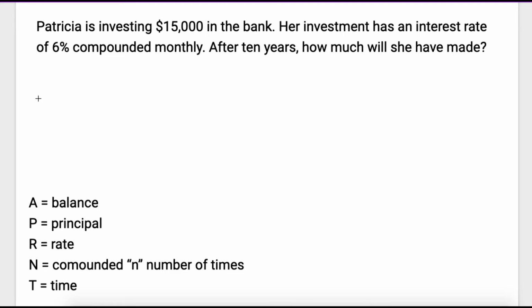Aside from that, we can see that she has a starting amount of $15,000. So we can say that P is equal to $15,000, since it's the principal or initial value. We also know that her rate is 6% or 0.06. So we could say that R is equal to 0.06. The question is asking after 10 years. So we know that T equals 10. And since it's compounded monthly, we can say that N equals 12. What we're trying to find here is A.